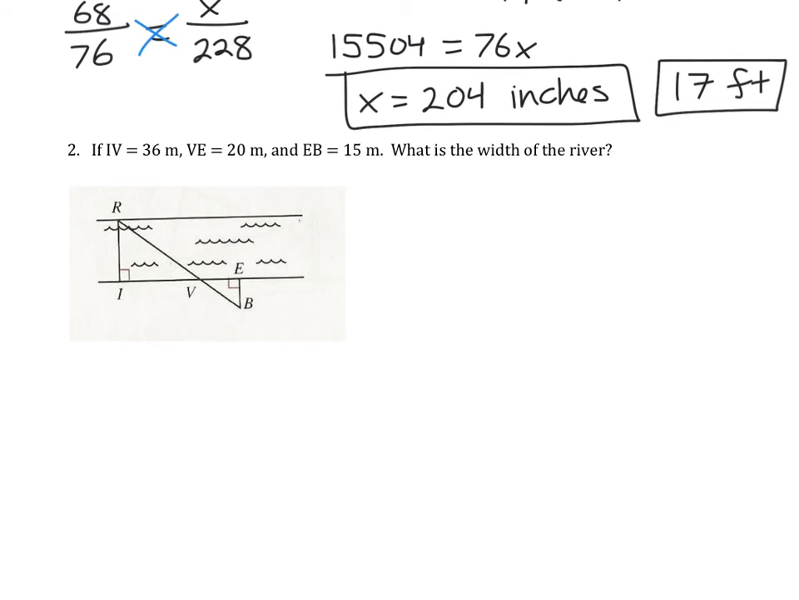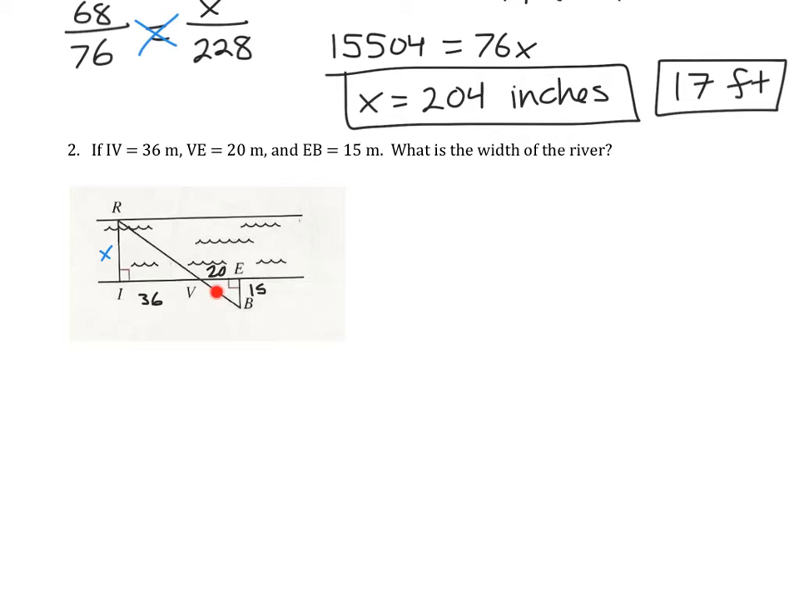Okay, let's look at this next example together. So here we have a river, and then we have some different lines and angles drawn across. So this says if IV is 36 meters and VE is 20, EB is 15, what is the length or the width of the river? So you can see what we're trying to find right here is x.